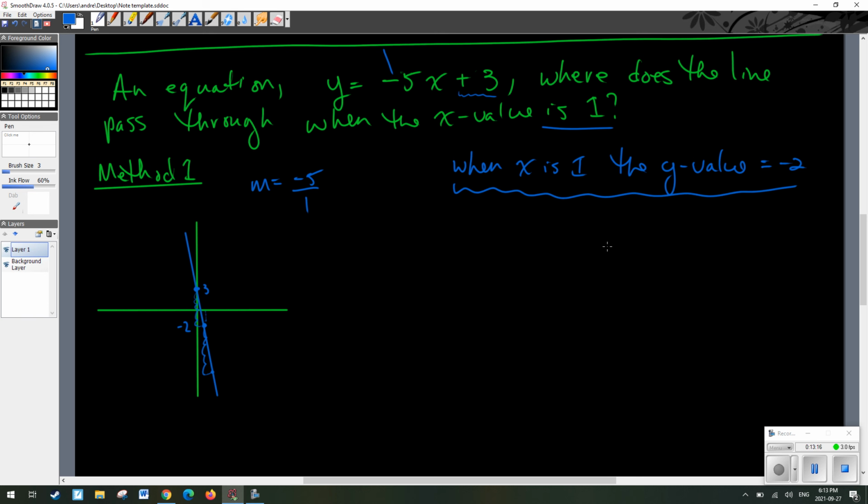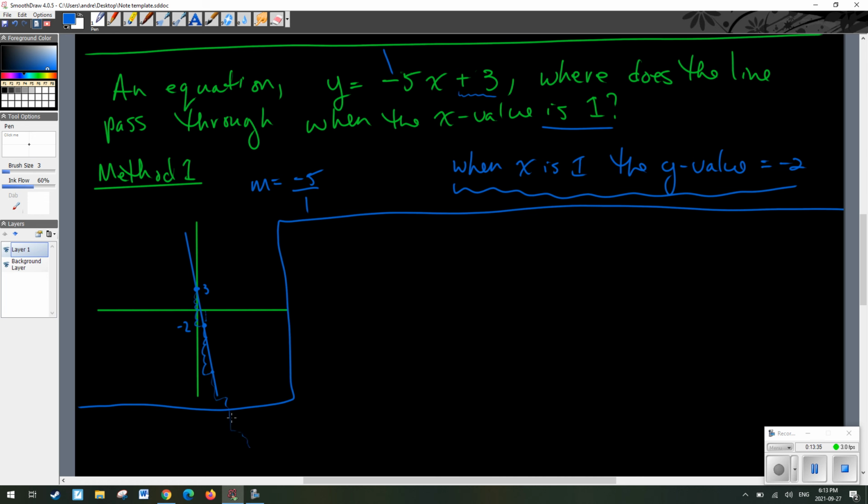So that's the first method, which is 100% valid, but graphing can be slow and it's not always very accurate. And it's okay because the x value of 1 was pretty easy. But imagine I said the x value was 150. You'd have to be doing down, over, down, over, down. You'd have to have an enormous sheet of graph paper and it'd take a long time. So there's a better way. So that was method 1.